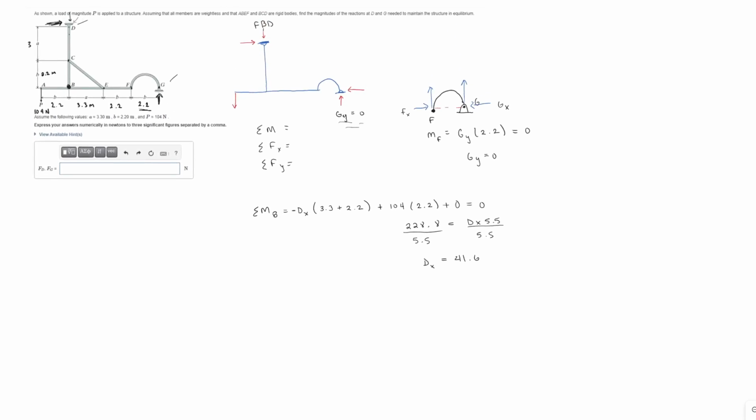Okay? Now what we do is we find the sum of the x for all points, which would be dx, which is already given, 41.6, plus g of x, which we haven't found yet. And that's it. So now we're going to see that g of x is equal to negative 41.6.